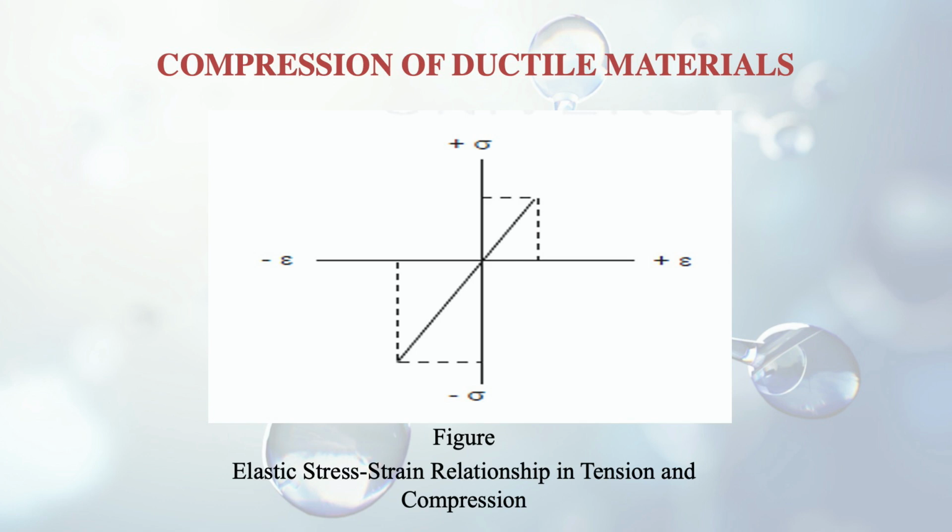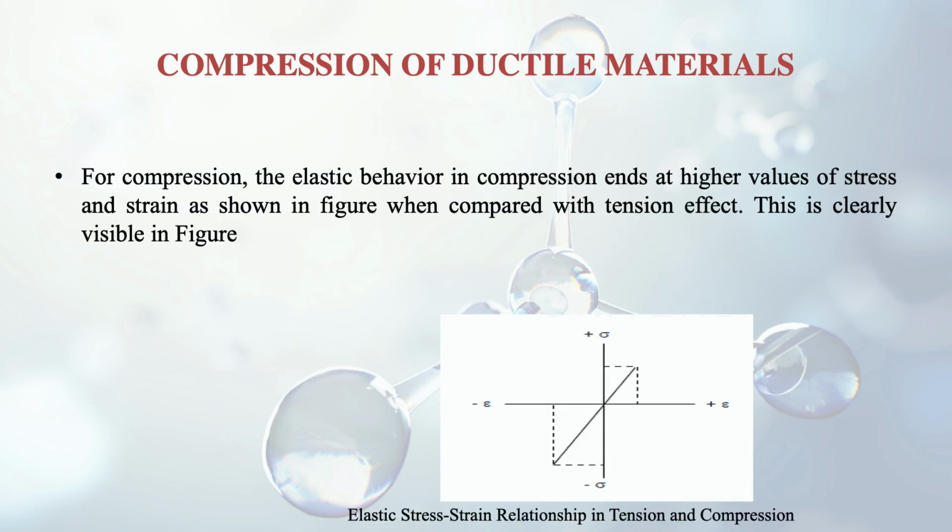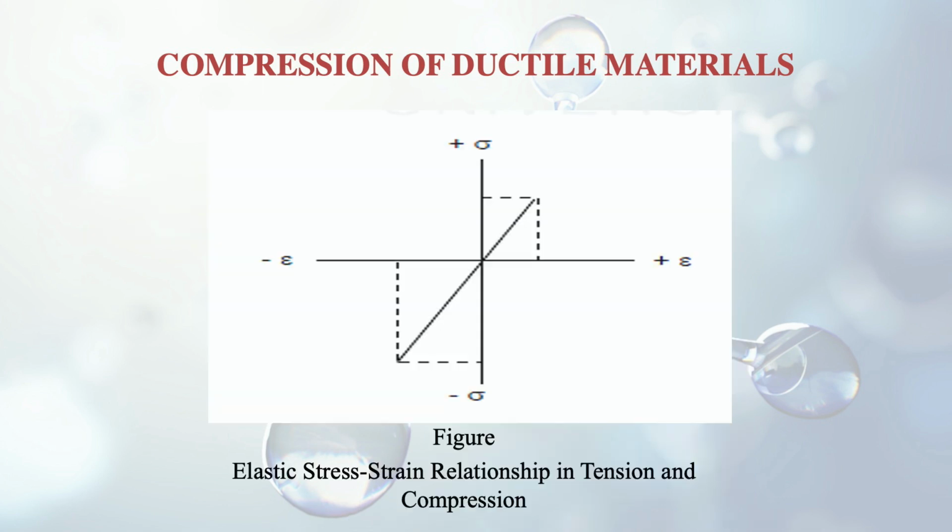So here we see one diagram which will give us the comparison between the compressive stress and the tensile stress, what is happening in both the tests. For compression, the elastic behavior in compression, you see, ends at higher values of stress. Now you see here in the figure, if you go into the third quadrant, the negative one, you see that the compressive stress is more magnitude-wise, and if you go into the first quadrant, you can see that the tensile stress magnitude-wise is lesser. So that is the case.